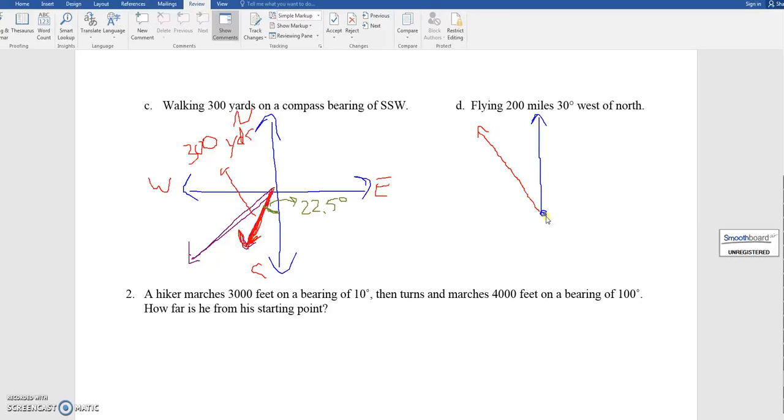We went a distance of 200 miles. And this angle right in here is 30 degrees. So that's all good. That's just some basics for using directions. Let's go ahead and just try an application question using this.